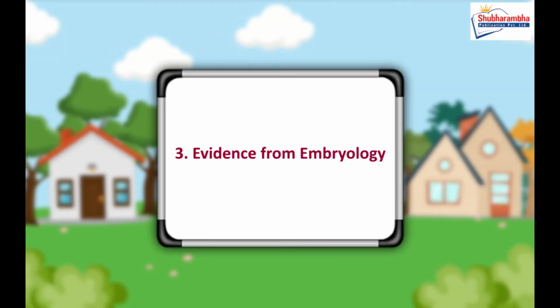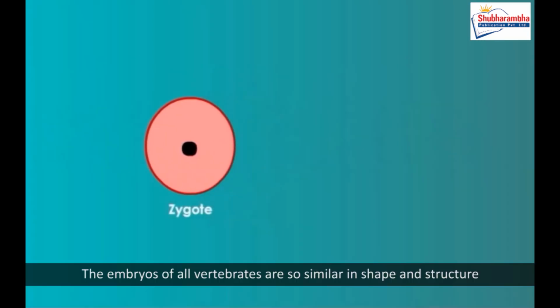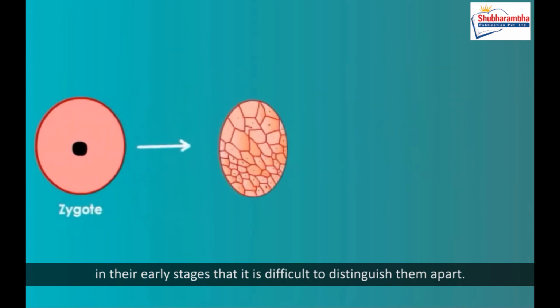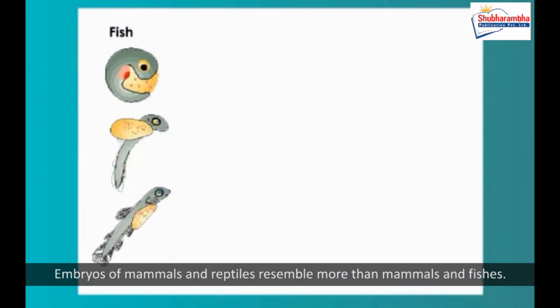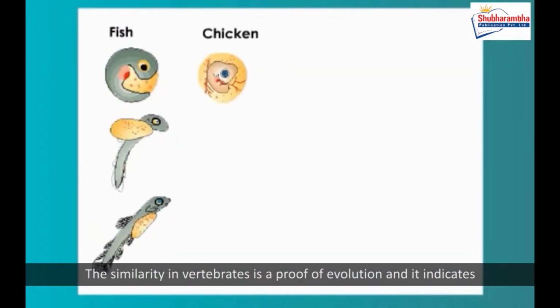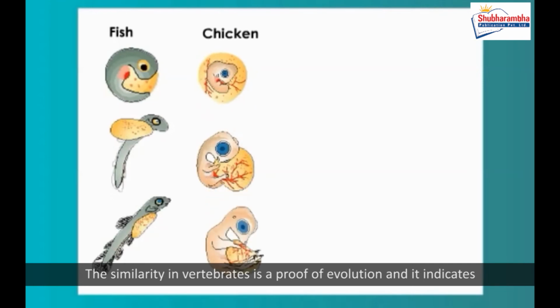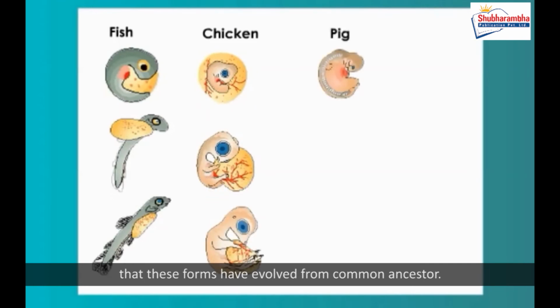3. Evidence from embryology. The embryos of all vertebrates are so similar in shape and structure in their early stages that it is difficult to distinguish them apart. Embryos of mammals and reptiles resemble each other more than mammals and fishes. The similarity in vertebrates is a proof of evolution, and it indicates that these forms have evolved from a common ancestor.